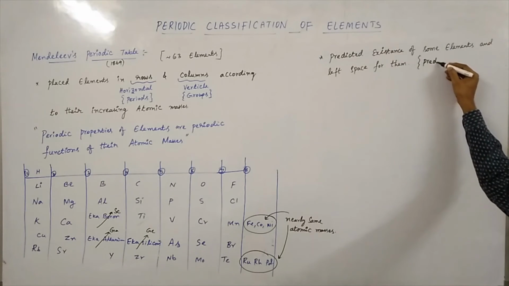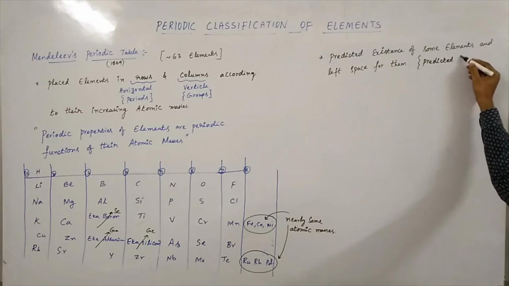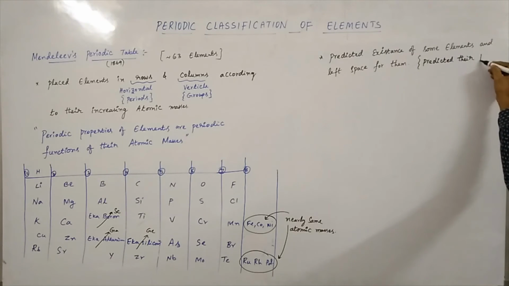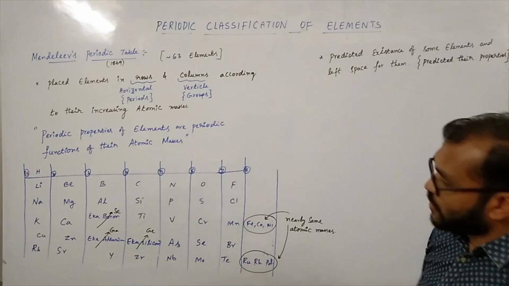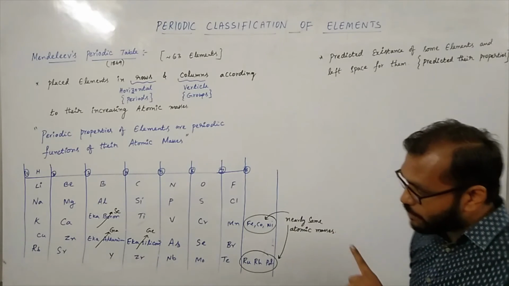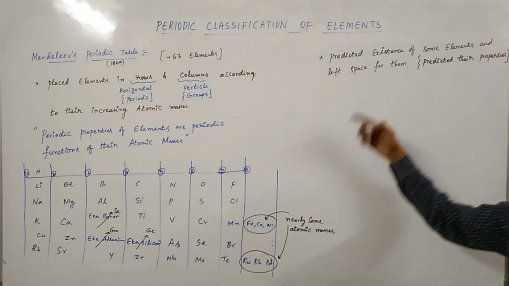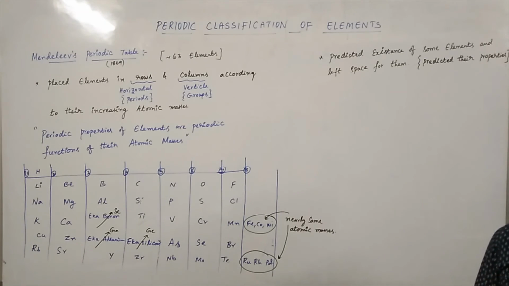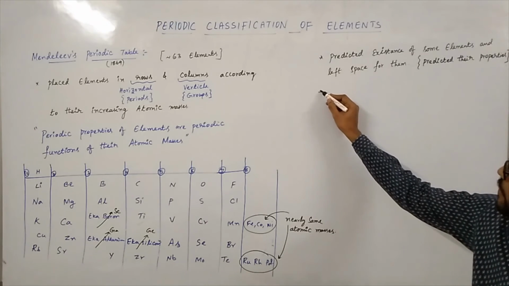Predicted their properties also. Right? So Eka boron is nothing but scandium, Eka aluminum is gallium, Eka silicon is germanium. Next.